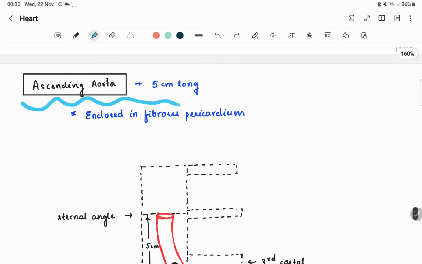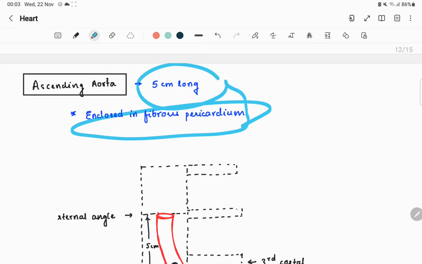Let's discuss the ascending aorta. Ascending aorta is 5 cm long, and it is enclosed in the fibrous pericardium.